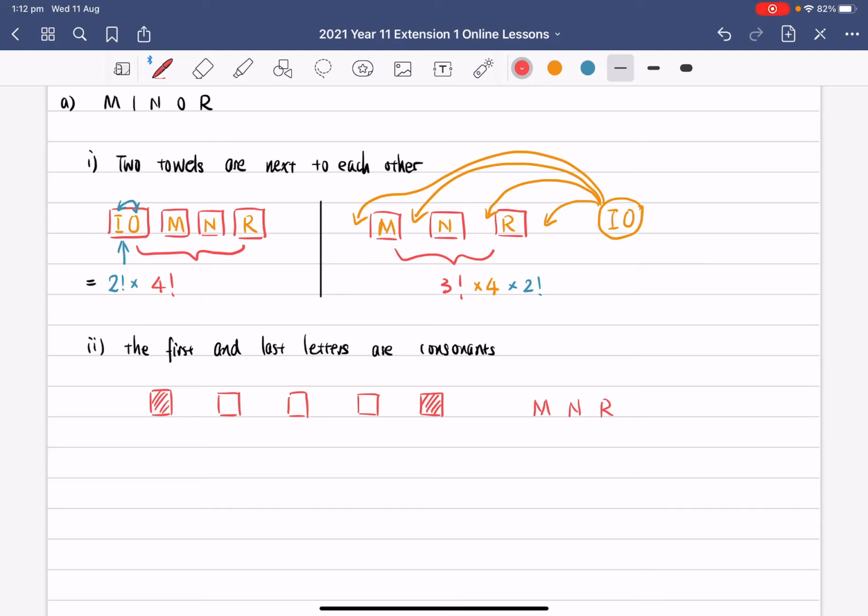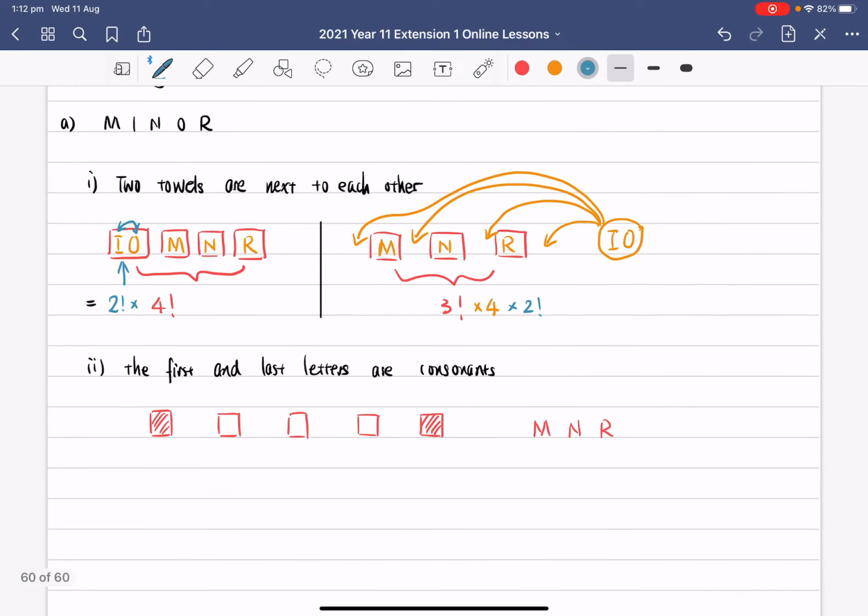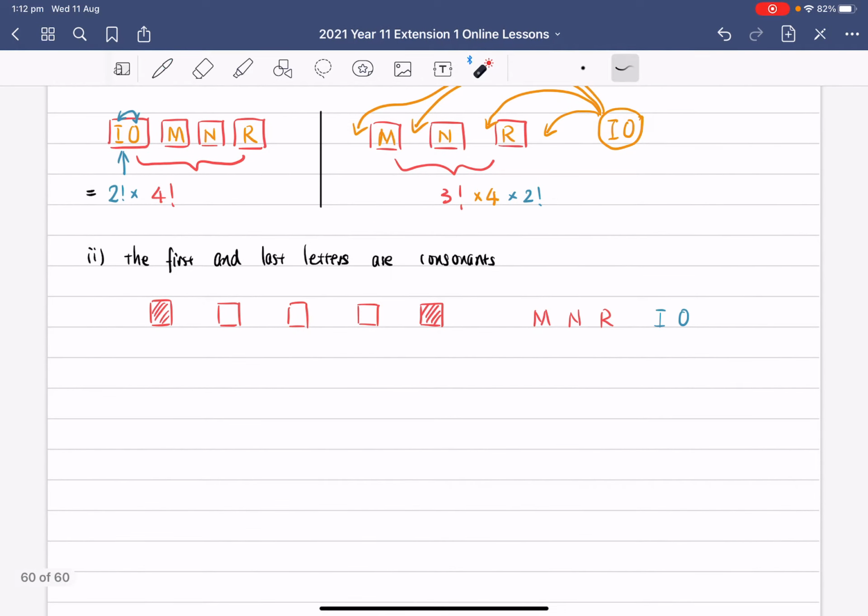Those three are consonants. So therefore, all right, we can also have I and O to be the vowels, right? So now let's start. The first and the last letter has to be a consonant. So therefore, the first letter, you can only choose from three of them. So you've got three choices. Now, for the last letter, you only have two choices, all right? If you have chosen one of the letters, you only have two letters left, so you have two choices.